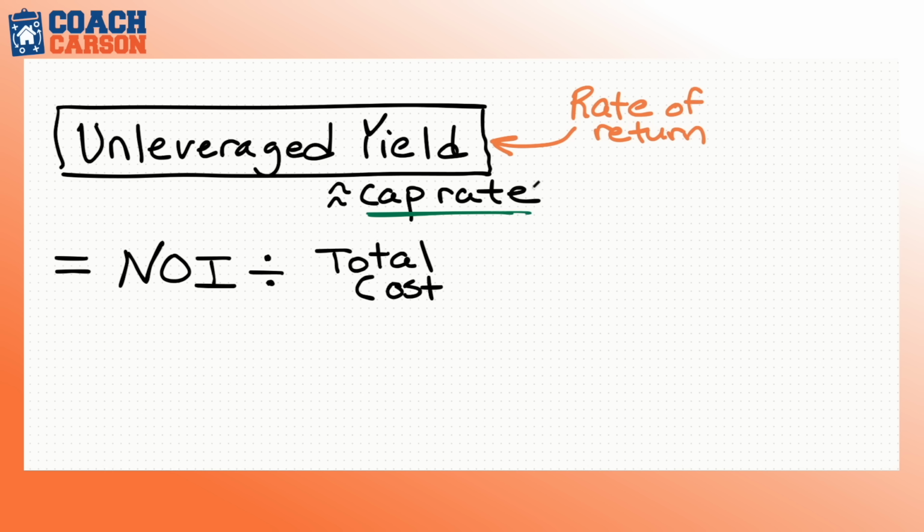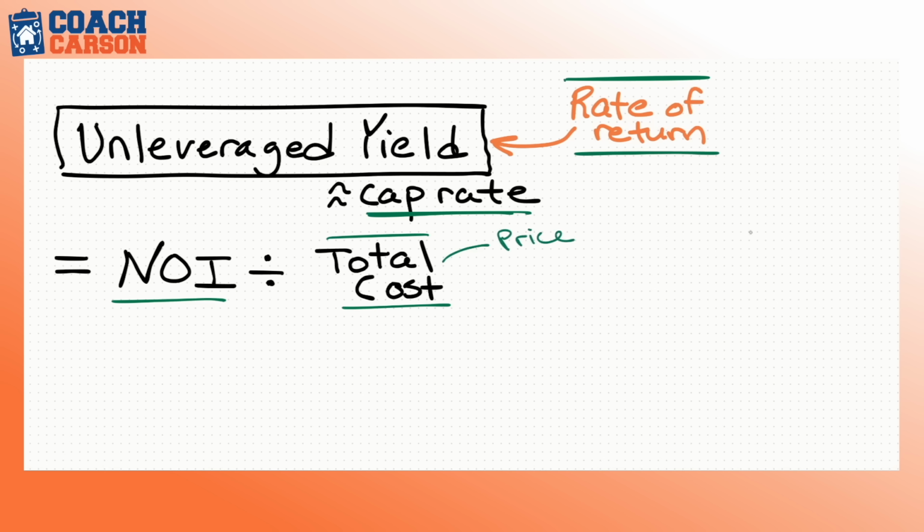So remember what we're doing here. We're analyzing the income of a property without debt, and the NOI told us how much income we're going to make without debt, and the unleveraged yield tells us our rate of return without debt. And so let me show you the formula. You just take the NOI that we just figured out in the last formula, and you divide it by the total cost of that property. And by total cost, I mean the price of the property.